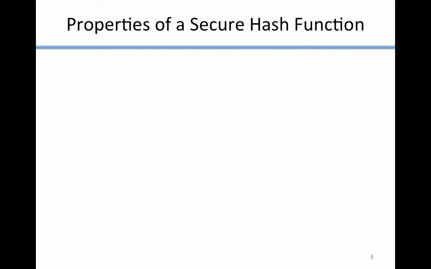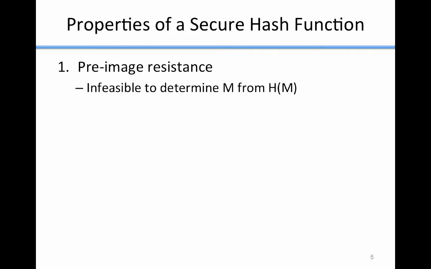So what are the properties of a secure hash function? I mentioned before that not every hash function is useful, only cryptographic hash functions for security purposes. So what kind of properties does a cryptographic hash function need to have? Well, first, it needs what's called pre-image resistance.